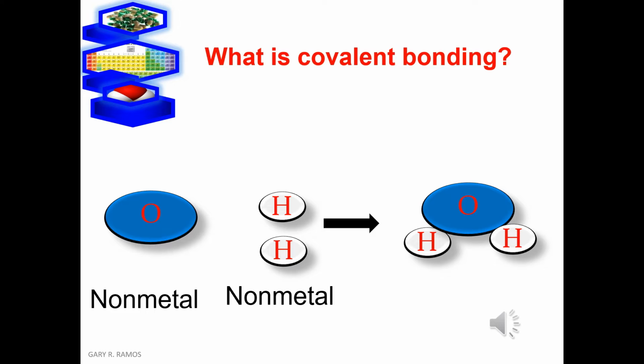So what is covalent bonding? Covalent bonding is a type of chemical bonding which is being formed when two or more atoms share their valence electrons. The covalent bonding usually happens between two or more nonmetals. In this example, both oxygen and hydrogen are nonmetals.